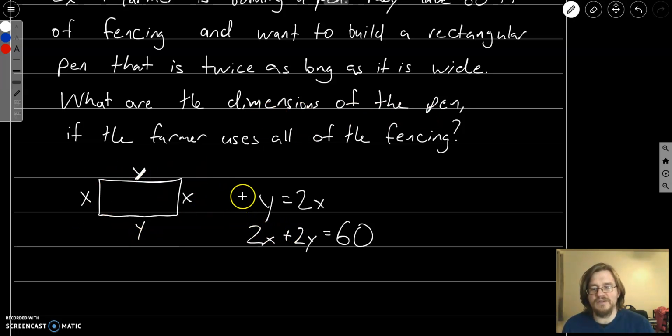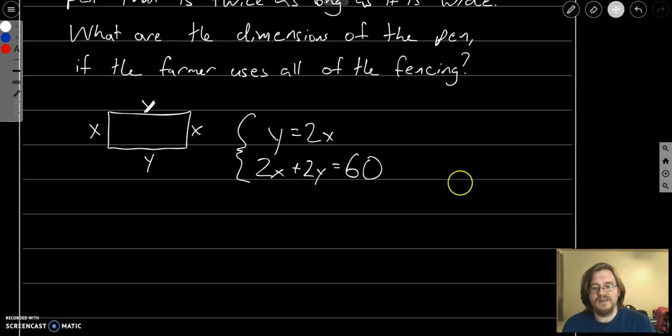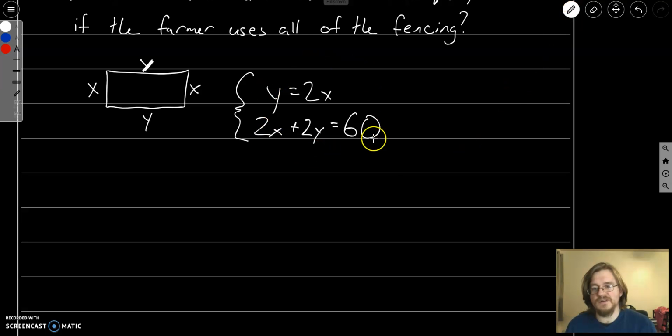Well, we have ourselves 2 equations, 2 unknowns. This is a system of equations. We can solve this. So there are various methods for solving a system of equations like this. I'm going to use the substitution method. And why am I going to use the substitution method? Because this top equation, y has been solved for in terms of x. So I know what y is in terms of x. That means that I can substitute this into the second equation down here.